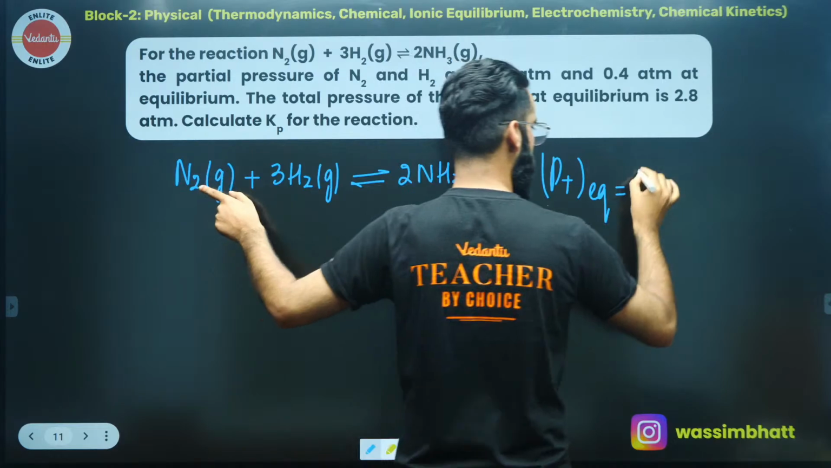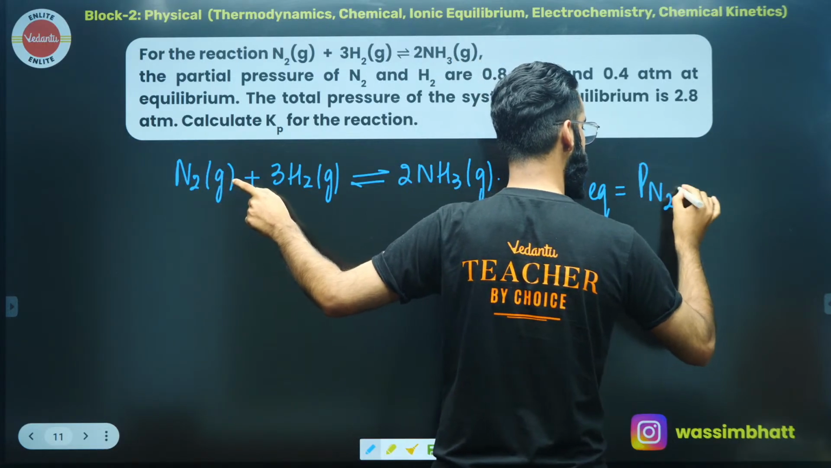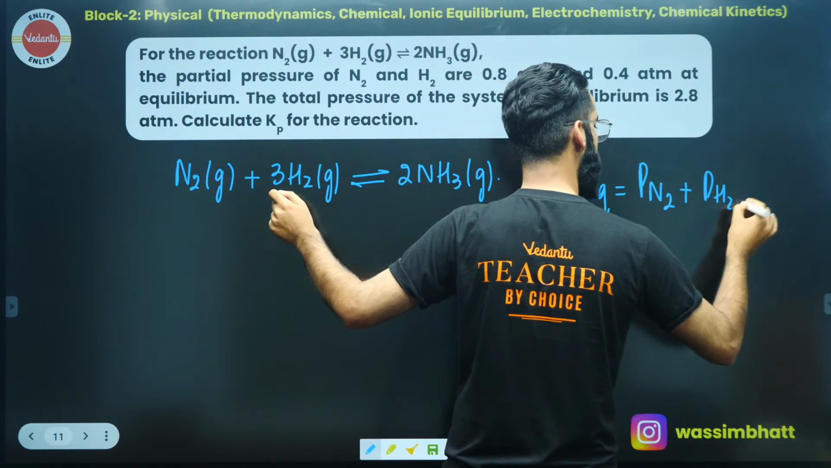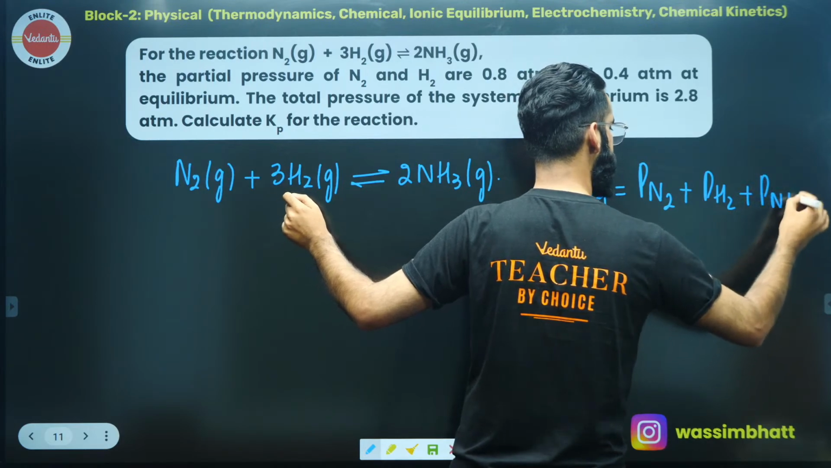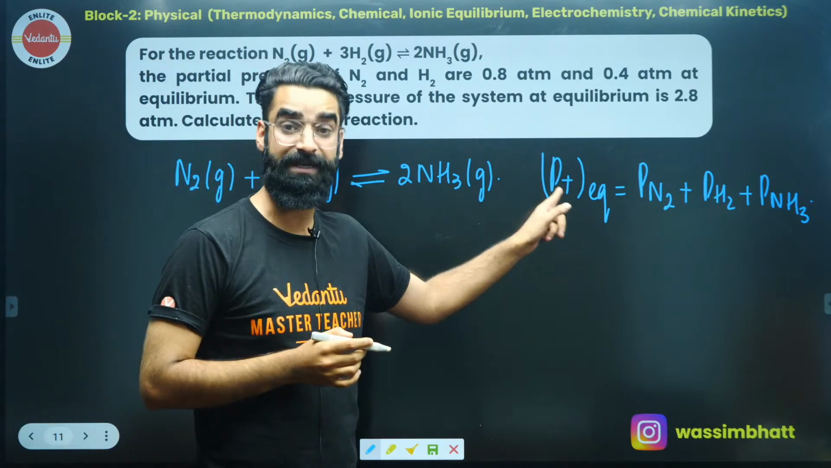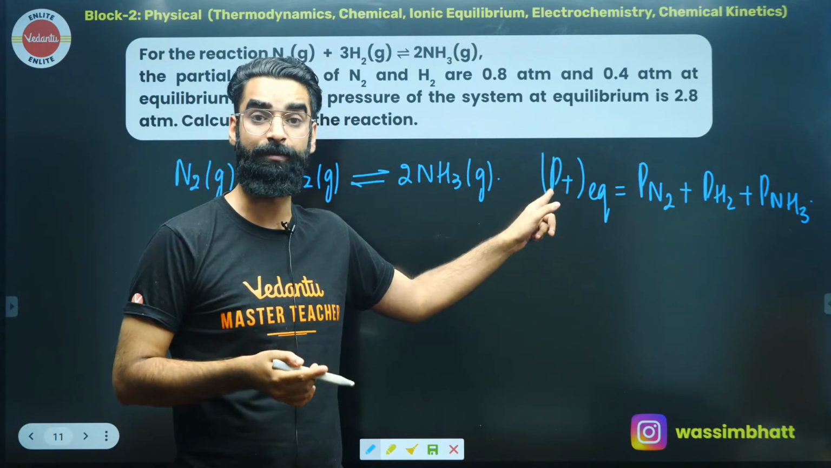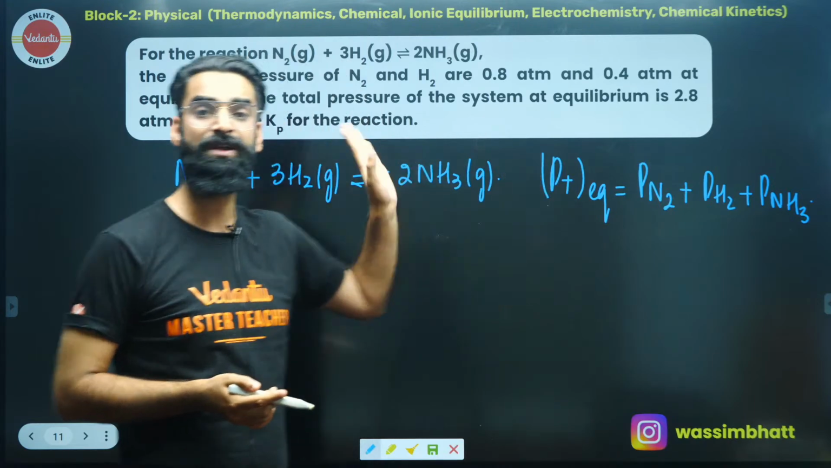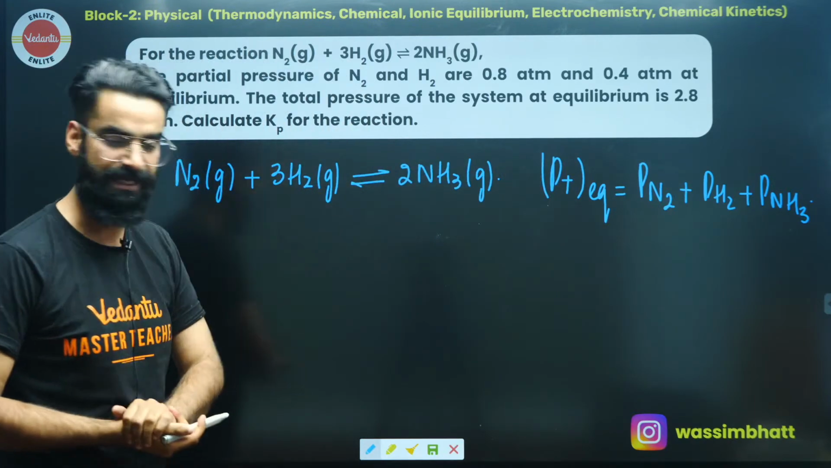the pressure due to N2, which is what I call the partial pressure of N2, plus the partial pressure of H2, plus the partial pressure of NH3. I'm sure this is something you got to know, right? The total pressure of the system at equilibrium will be equal to the sum of the contribution made by each gas in the container at equilibrium, right?